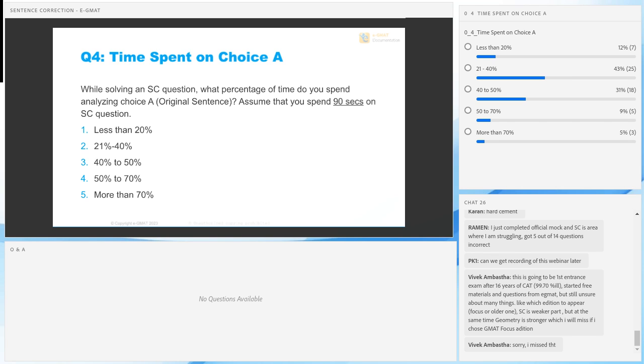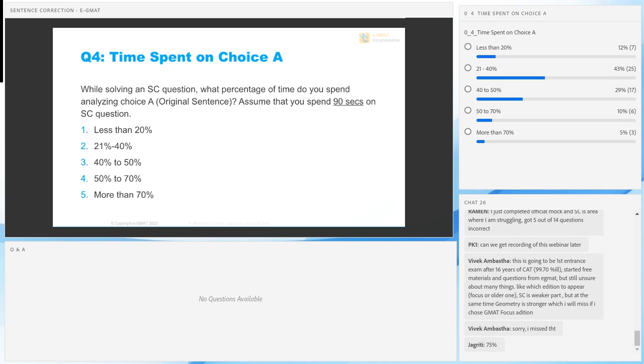Okay. In fact, folks who have said that they spent more than 50%, eight of you, definitely tell me what your target and what your current ability is. Because if you are spending more than 50% of your time on the original choice, then you are definitely thinking about the original sentence in the right way. There may very well be some rough edges, but definitely tell me what your ability is. Yeah, 75th percentile. See, who else?